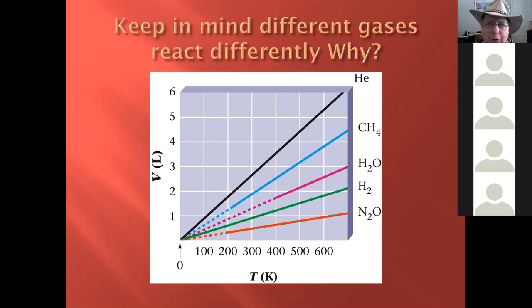PV equals nRT. What's that equation called? The ideal gas law. One of the parameters of the ideal gas is the fact that these gas molecules didn't have anything to do with one another. They didn't affect each other. So part of the reason why real gases react differently is the fact that they do interact. And that's what causes the different gases to react differently.